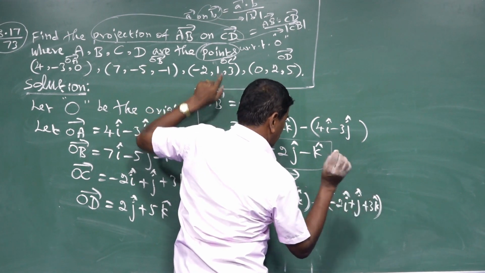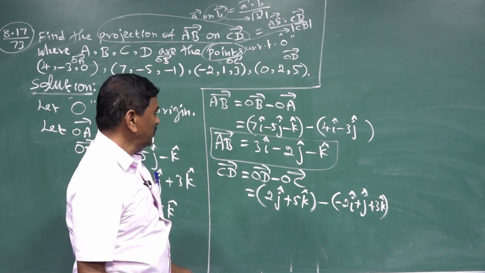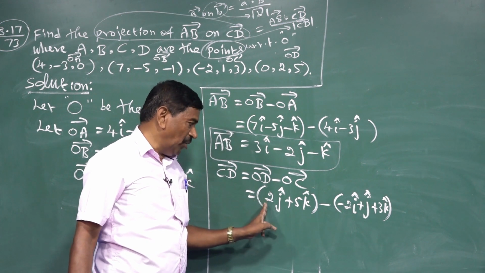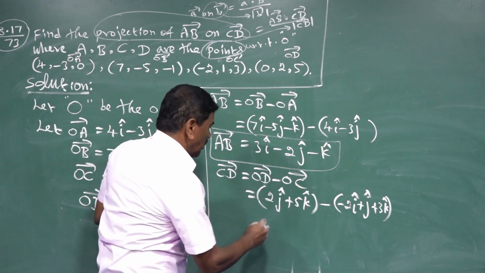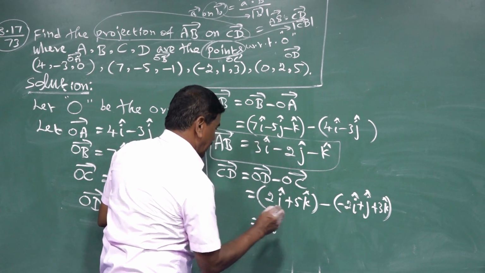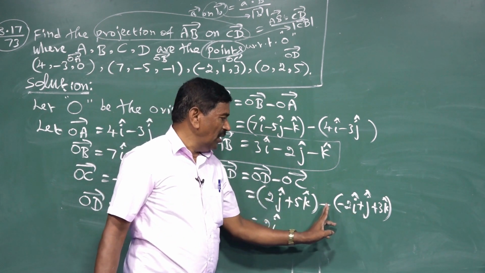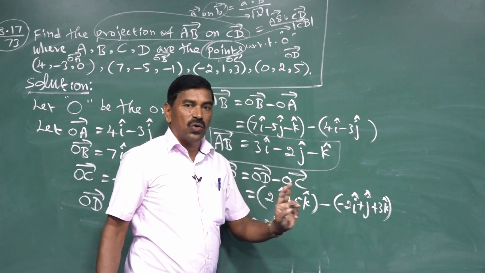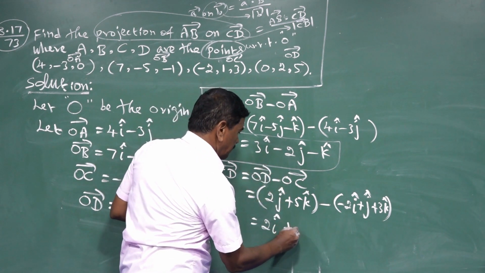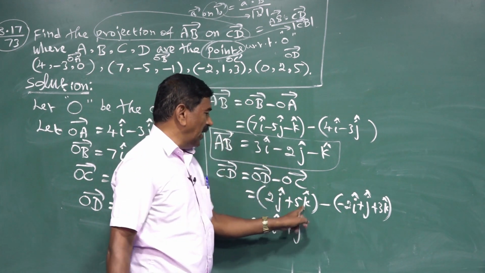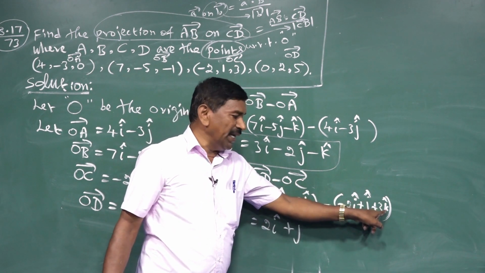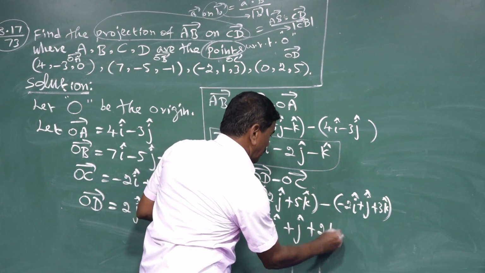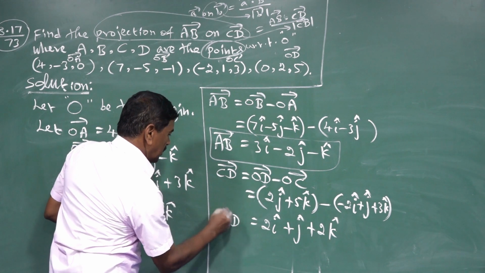Now simplify yourself. Minus into minus gives plus 2i cap. Here i is absent in OD, so it is plus 2i cap itself. Next, j is present: minus j and here plus 2j, so 2j minus j equals plus j. Next, k: minus 3k and here 5k, so 5k minus 3k equals 2k cap. That is CD vector.